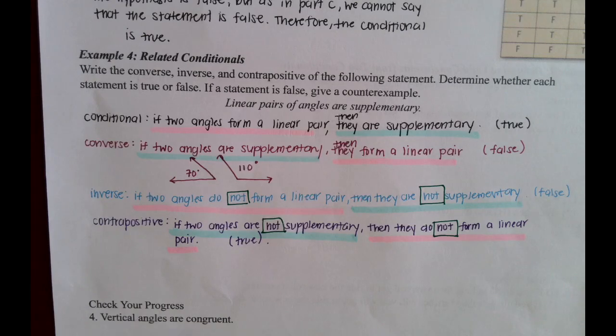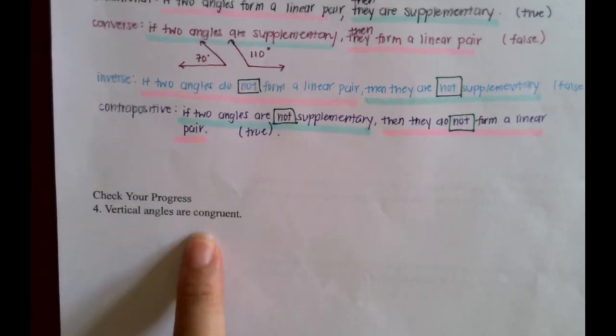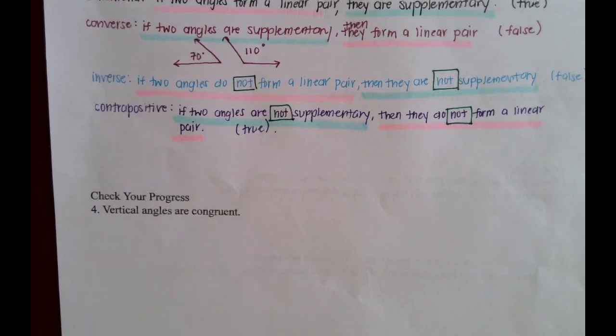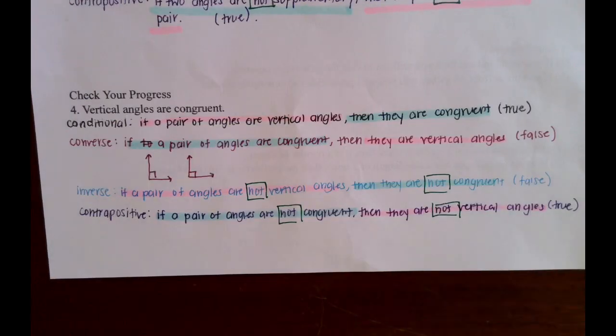So you're going to do check your progress 4. You're going to do the same thing, but for the statement vertical angles are congruent. And then once you're done, come and check your answer. Okay, you should have gotten something along these lines.